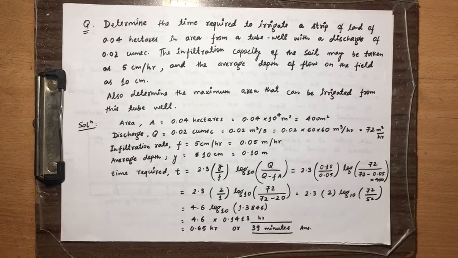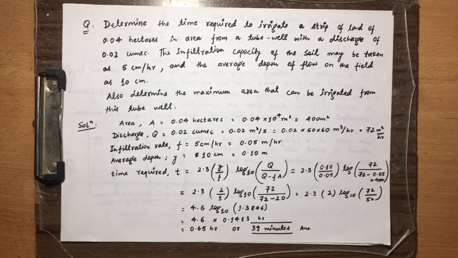You have to determine the time required to irrigate a strip of land of 0.04 hectares in area from a tube well with a discharge of 0.02 cubic meters per second. The infiltration capacity of the soil may be taken as 5 centimeter per hour and the average depth of flow on the field as 10 centimeters. You have to also determine the maximum area that can be irrigated from this tube well.